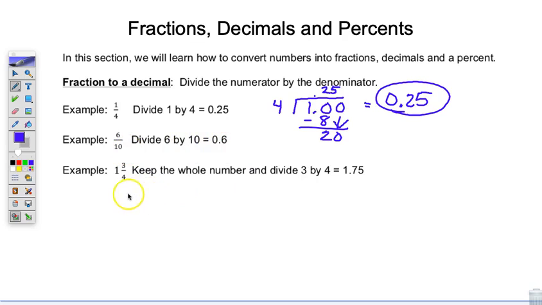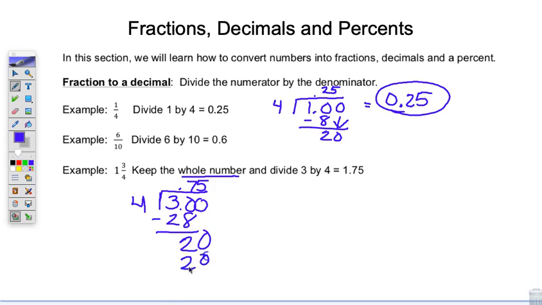In the third example, I have a mixed number, 1 3/4. So you are going to want to keep the whole number 1, which is the number in front of the fraction, the whole number right here. And then we're going to divide 3 by 4. 4 will go into 30 7 times. That's 28 with a remainder of 2, adding a 0, bringing down. We end up with 75 hundredths. So when we write our answer, we need to bring back that whole number 1 that we had in the mixed number, and then we will add our decimal portion. So our answer is 1.75.